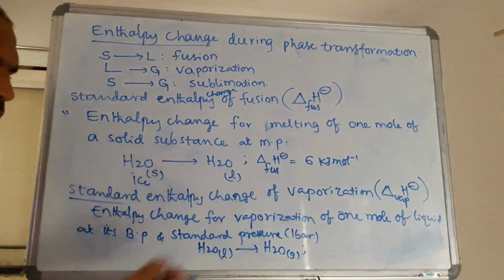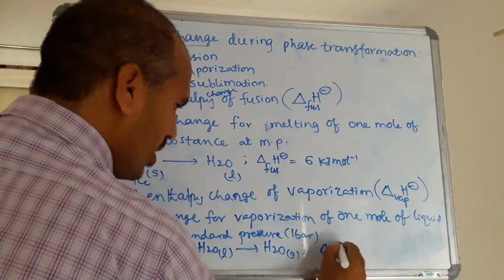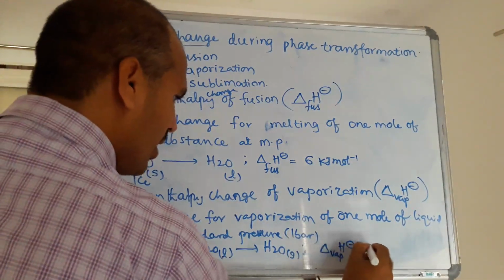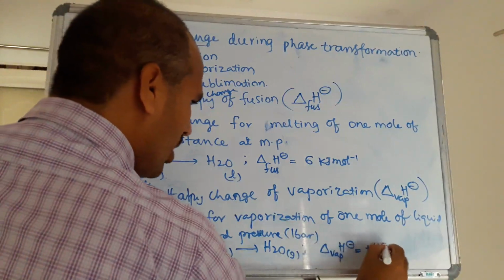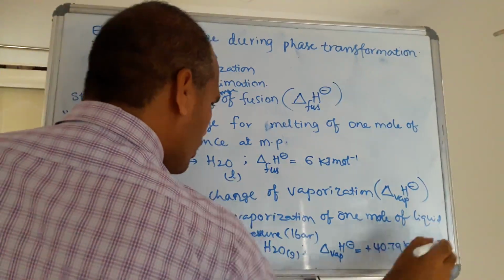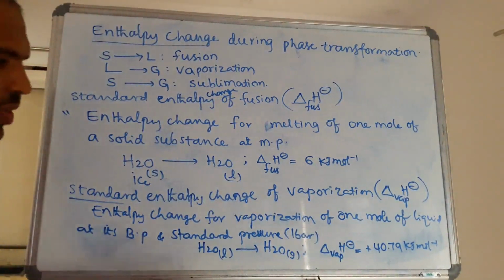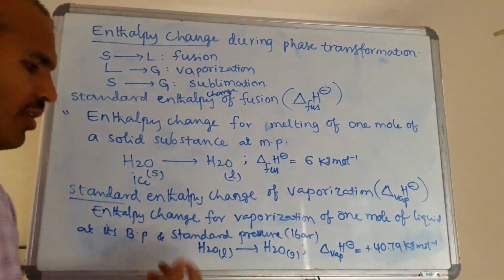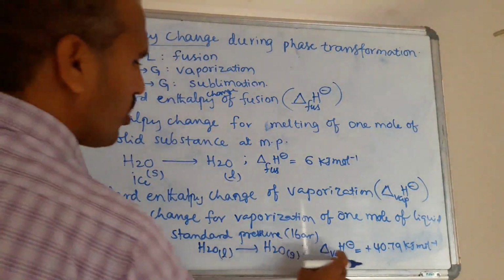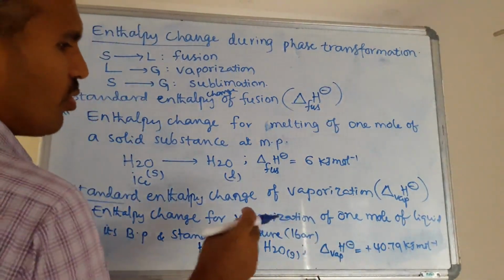Now liquid converts into gas, energy is required, therefore the enthalpy of vaporization at standard condition is plus 40.79 kilojoule per mole. Then you may ask, sir, do we have to remember this value? If possible, remember; otherwise at least write the plus or minus sign. If the reverse happens, gas converting to liquid, that is called condensation. Enthalpy of condensation is minus 40.79 kilojoule per mole.